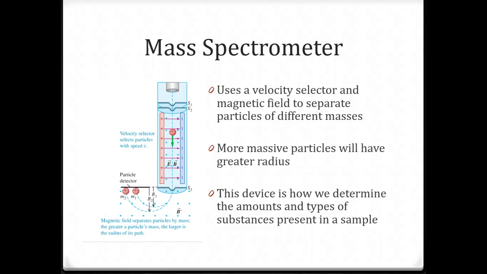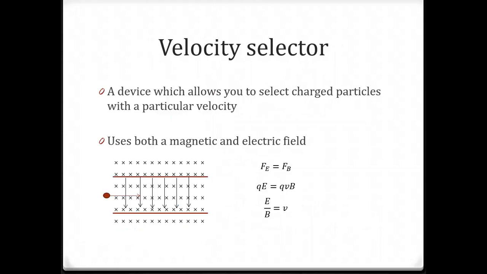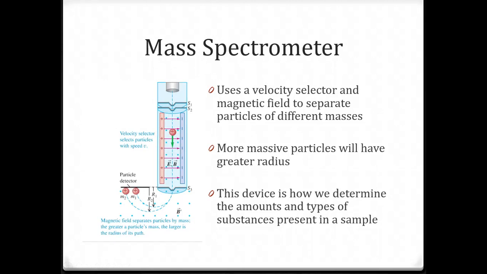Another device that uses this is what's called a mass spectrometer. In a mass spectrometer, we use a velocity selector and a magnetic field to separate particles of different masses. The velocity selector selects the particles with just a speed v. It's worth pointing out that in my velocity equation, the mass and the charge of the particle don't matter. So what a mass spectrometer really is doing is separating particles based upon mass. They pass through this velocity selector, only particles with speed v can get through it, and they enter this uniform magnetic field out here.